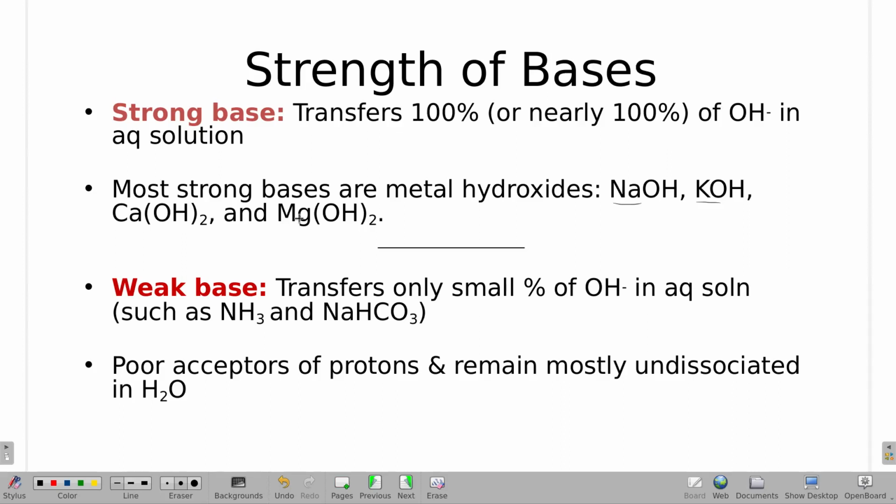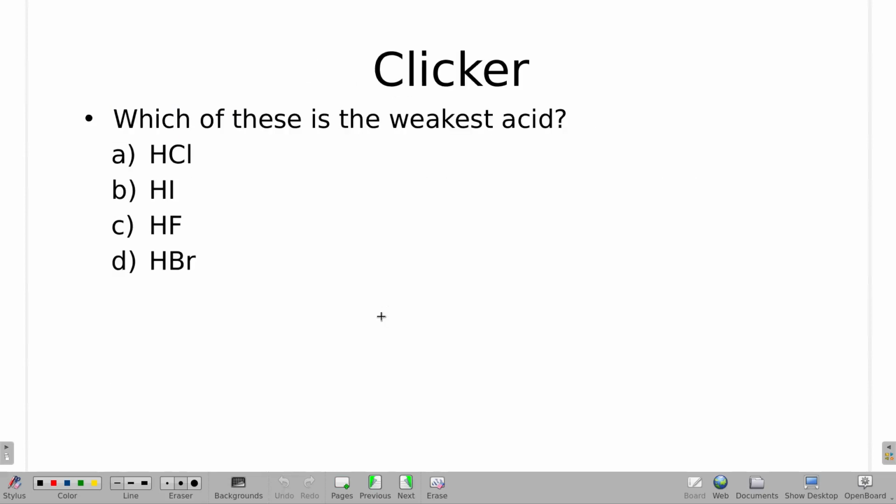The other weak bases are things like NH3. Most nitrogen-containing substances that have just 3 things off the nitrogen are bases. And then some of our things like carbonates can behave as bases. Okay, so which of these is our weakest of these acids? Well, I know HCl, HBr, and HI are all strong acids. So HF is the only one on here that is a weak acid.